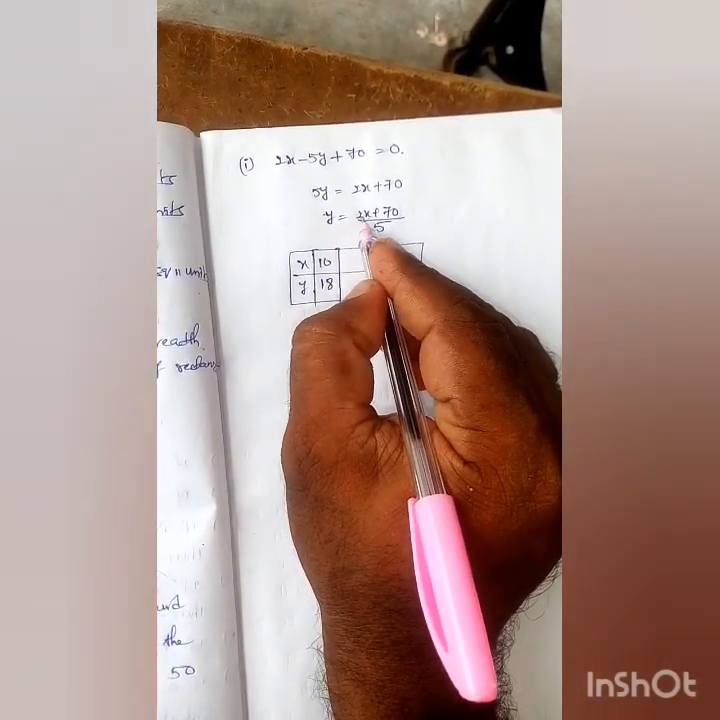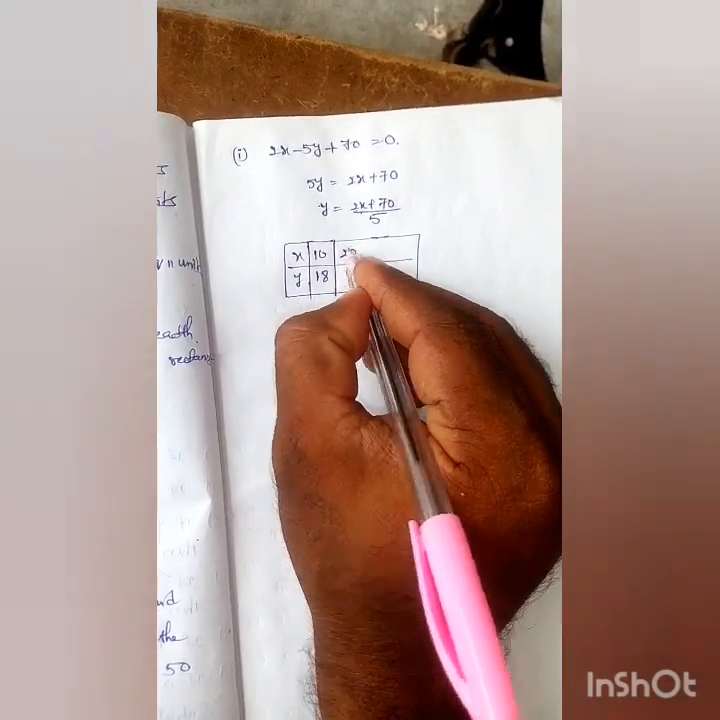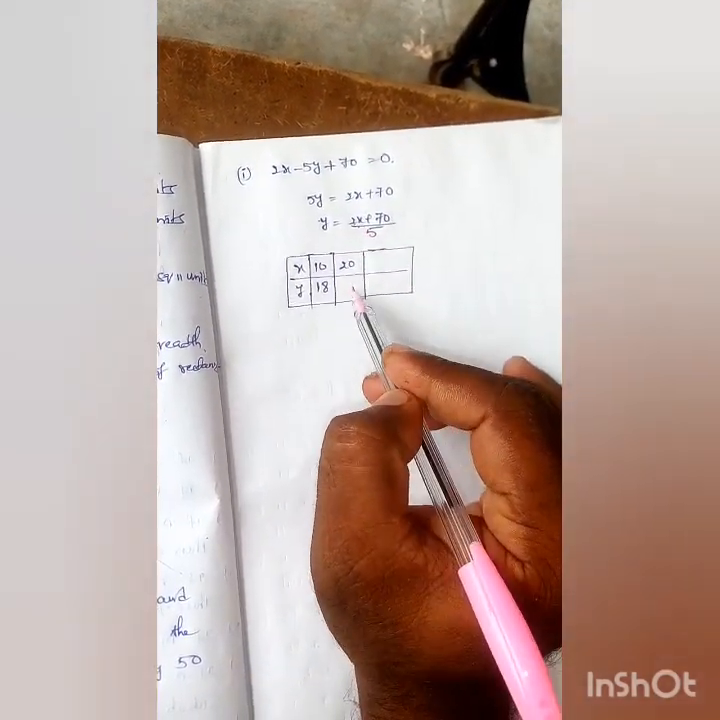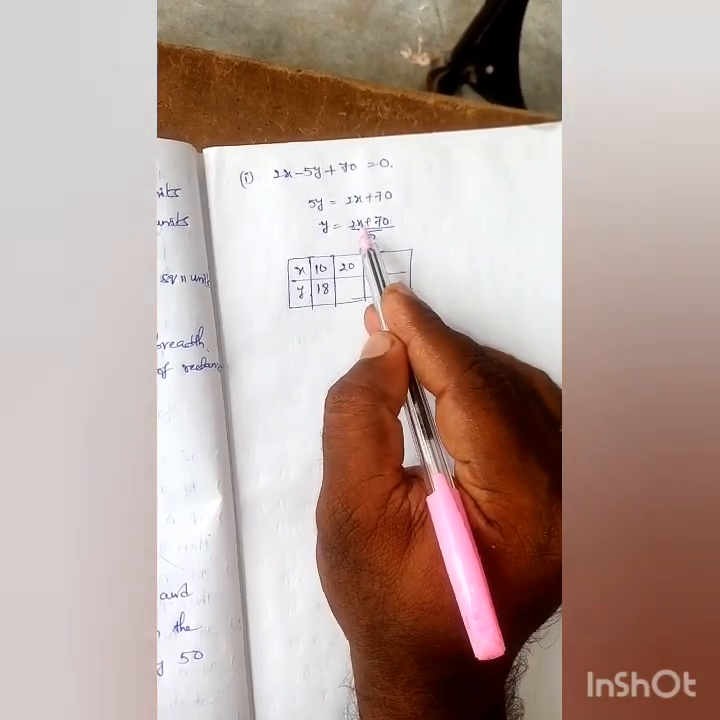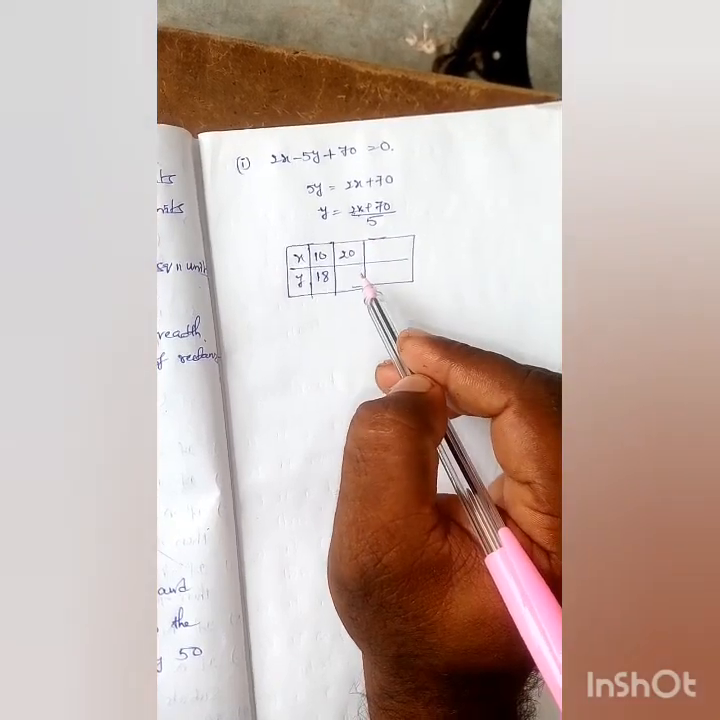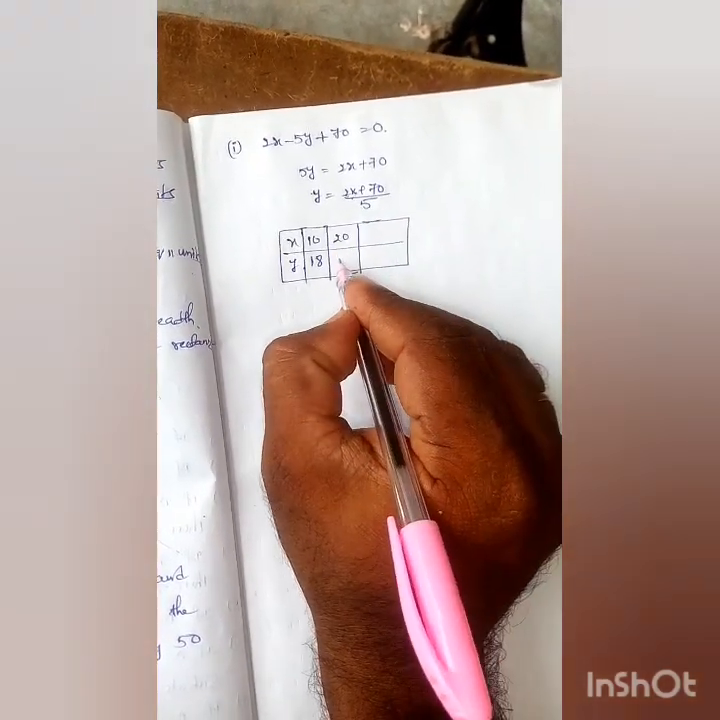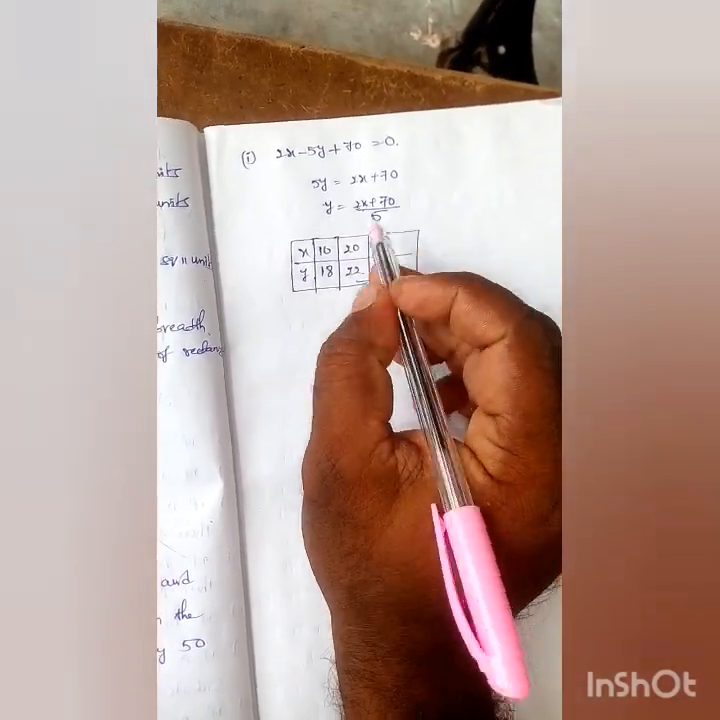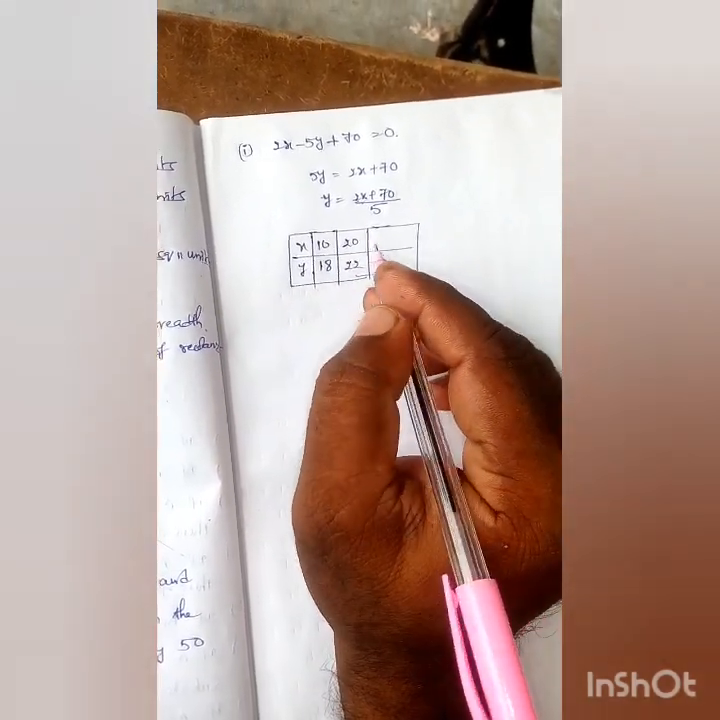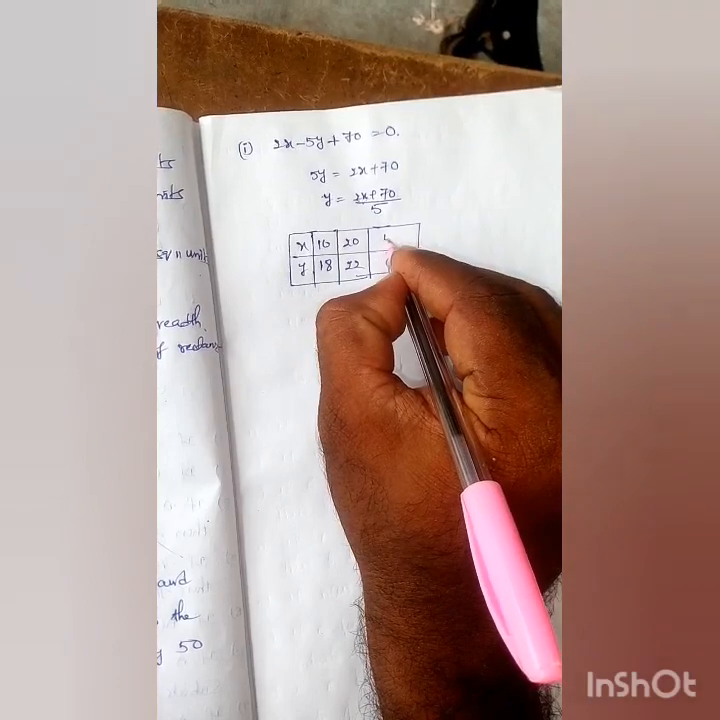Now I am substituting x equal to 20. If I substitute x equal to 20, then 2 into 20, 40. 40 plus 70, 110. 110 by 5, yes, 22. 5 22s are 110. 5 20s are 100, 5 2s are 10. That's why 110.